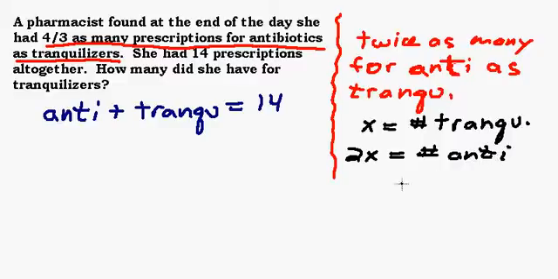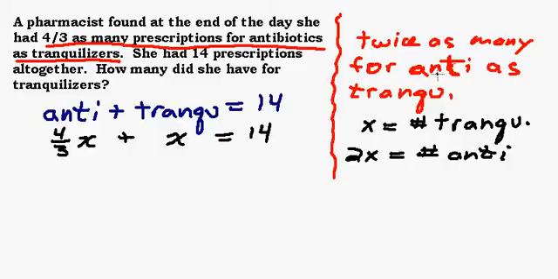So with that in mind, we're going to go over here and look at this. Instead of twice as many, it's 4/3 as many. So instead of multiplying by 2 for twice, we're going to multiply by 4/3. The tranquilizers we're still going to let be X, and now the antibiotics is 4/3 as many, so it's 4/3 times X. So now we've got our equation: 4/3 X plus X equals 14. Hopefully that helped to think about why it's 4/3 times X if we think about twice as many.